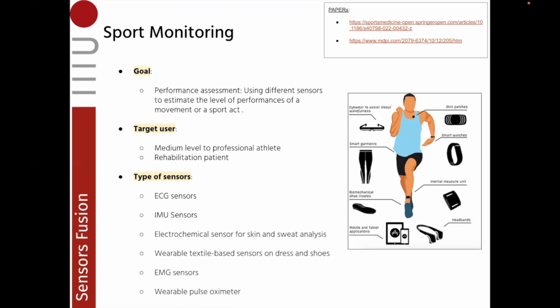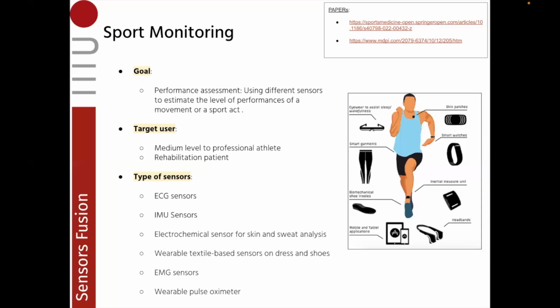The types of sensors used are, of course, mostly wearable sensors. So we have all the ECG related sensors mounted in a smartwatch or on the chest. We can have IMU sensors, which are usually integrated with the smartwatch, but we have, for example, EMG sensors that are able to estimate the muscular activity and the muscular activation, and wearable pulse oximeters to monitor the oxygenation level in the blood, and textile sensors put in the shoes to have, for example, an estimation of the pressure that we are putting on the shoes, and at the end, some electrochemical sensors for skin and sweat analysis.